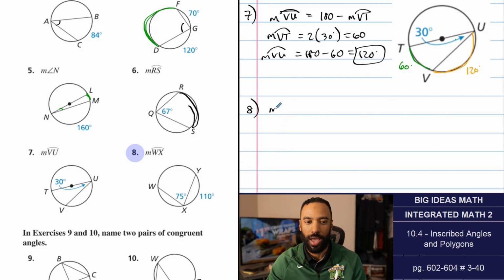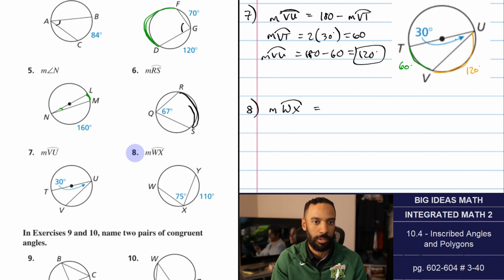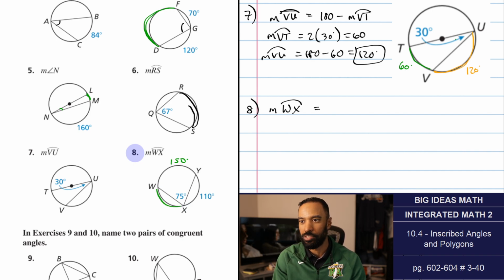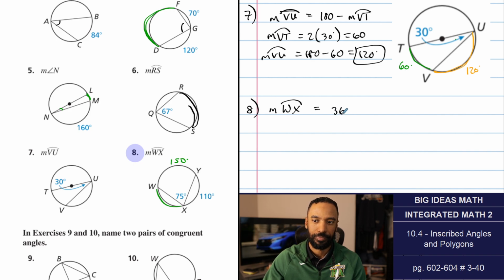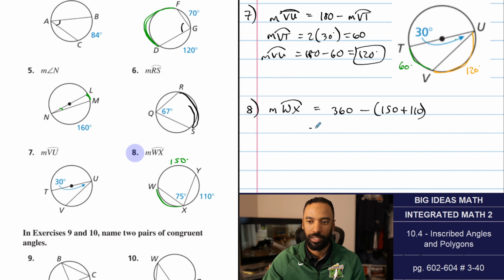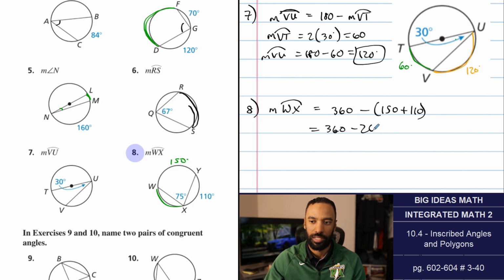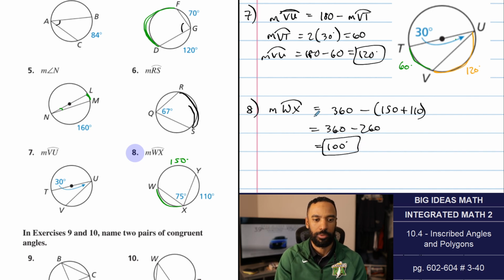Lastly, the measure of arc WX. Let's see if I can just do it on the side here in the same way that I did before. Doubling 75 gets me 150 up here, now I can go to work on this arc afterward. This is everything that's not the 150 and the 110 out of 360. So 360 minus the sum of 150 plus 110, or 360 minus 260, which is 100 degrees. And that's the measure of arc WX.